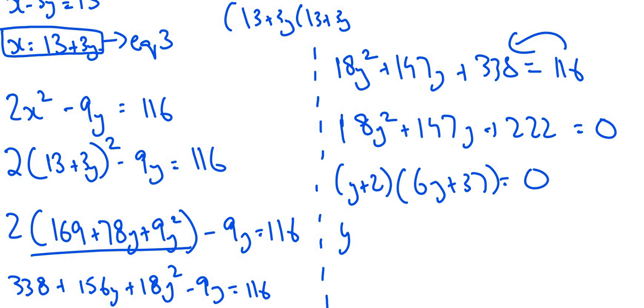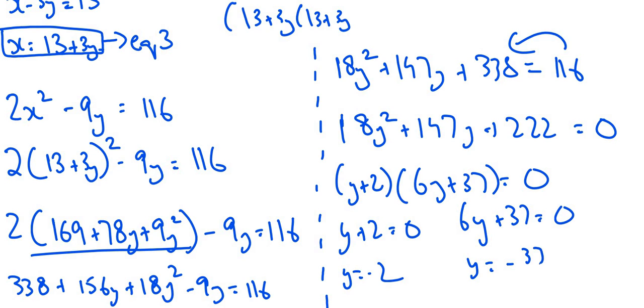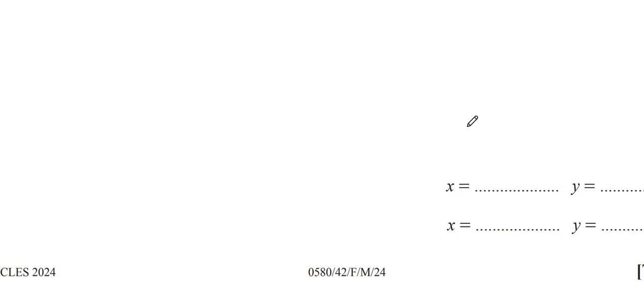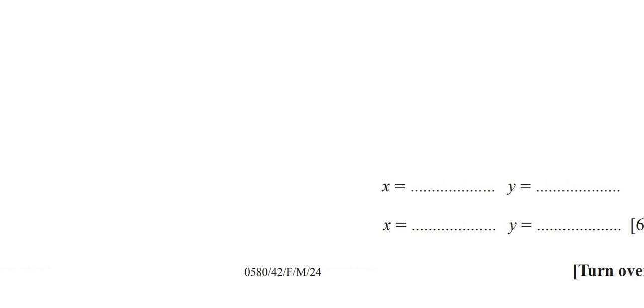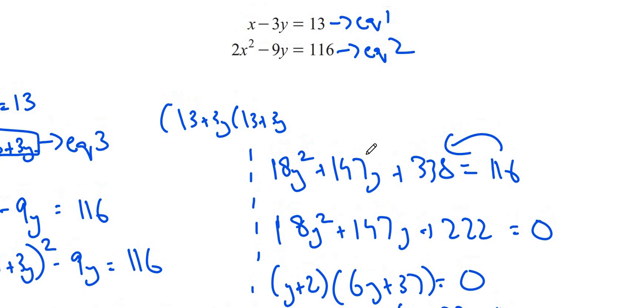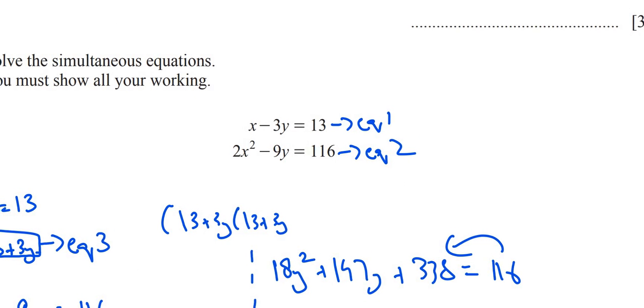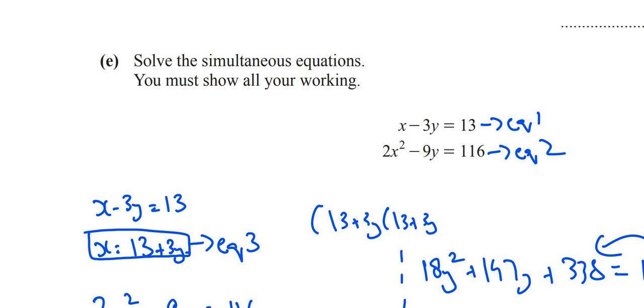So y plus 2 is equal to 0, y is equal to negative 2, and then 6y plus 37 is equal to 0, y is equal to negative 37 upon 6. Okay, so these are the two values of y. So I will write these two values of y, negative 2 and negative 37 upon 6. Let me write it neatly. Alright, so remember we had made this other equation x is equal to 13 plus 3y.